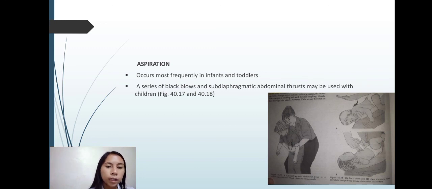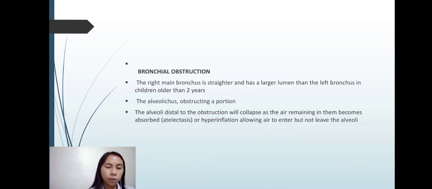The next one is bronchial obstruction. The right main bronchus is a continuation of the trachea and has a larger lumen than the left bronchus in children older than 2 years. Bronchial obstruction happens when small items get stuck in a child's throat or upper airway and make it hard for the child to breathe.